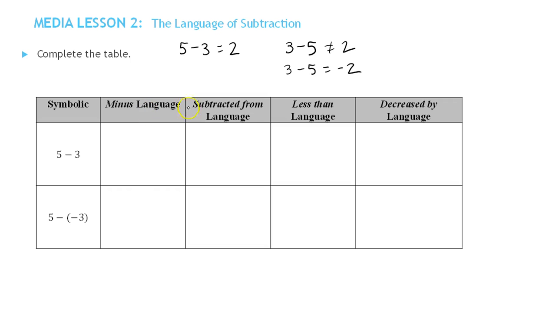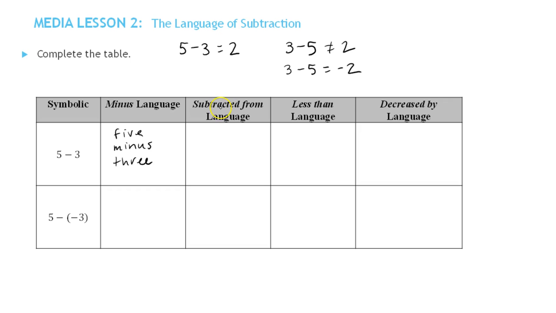So we use lots of different language for subtraction, and how we phrase it tells us which number comes first in the symbolic form. So here we have 5 minus 3, and notice I just said that using minus language. So let's write that out. 5 minus 3.